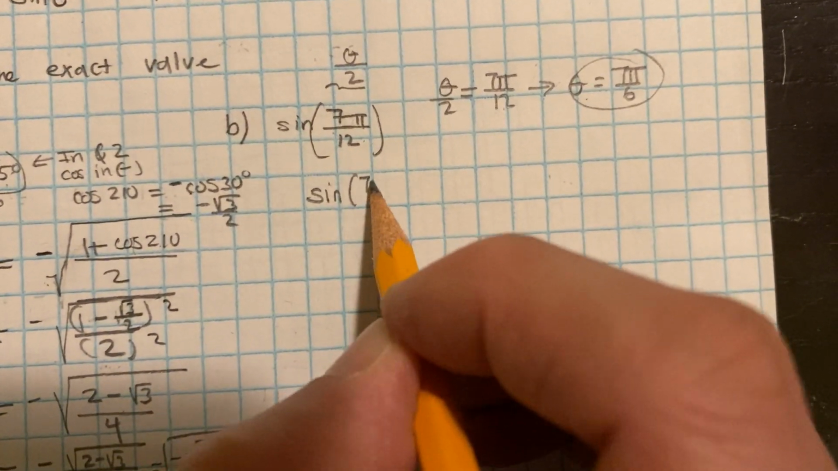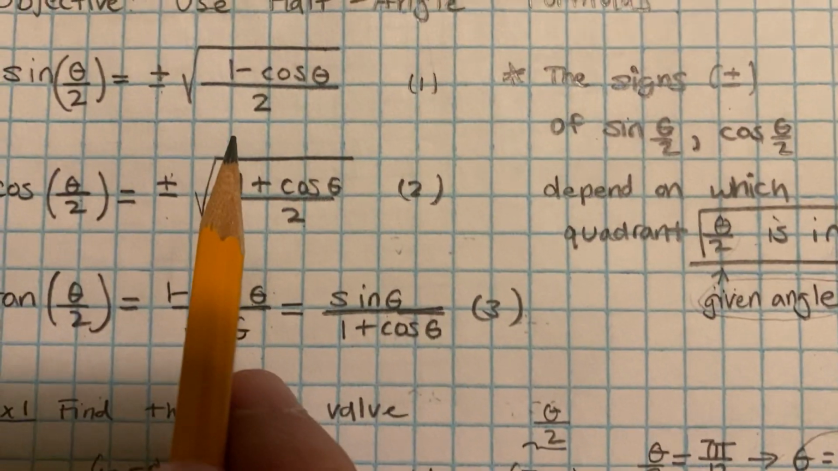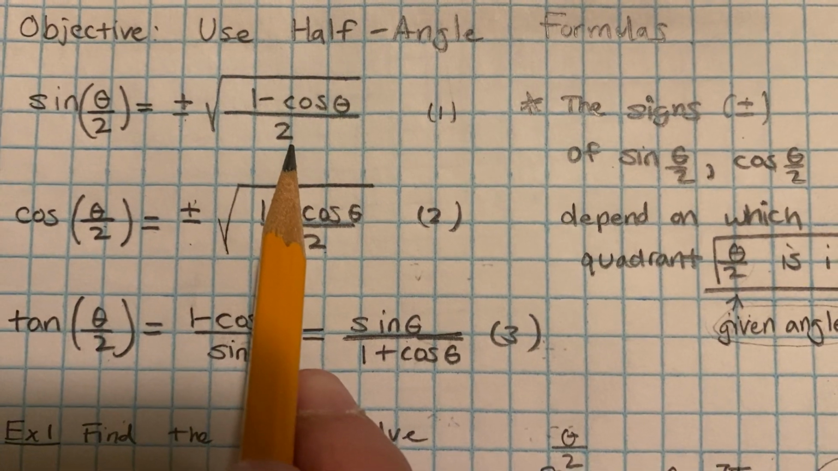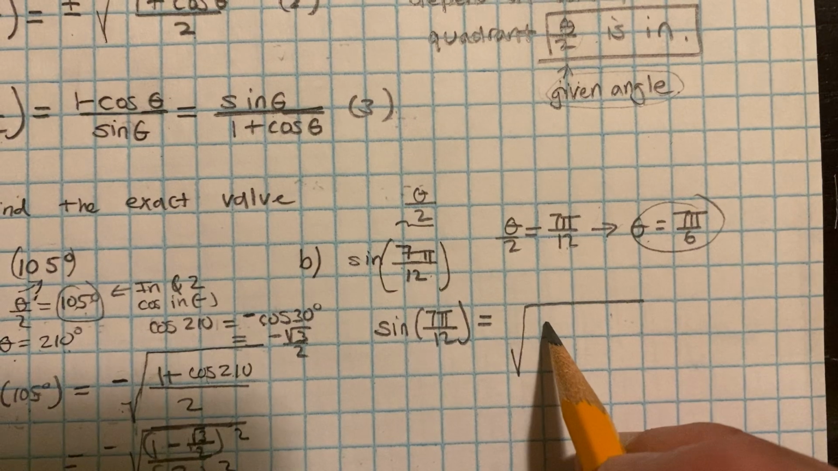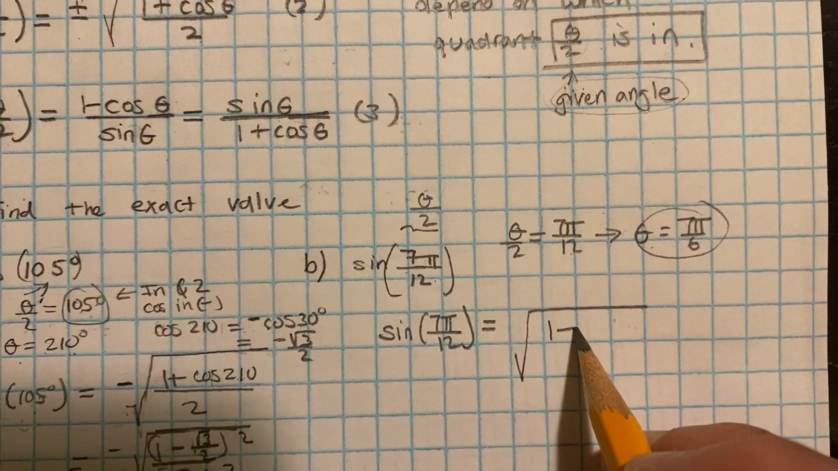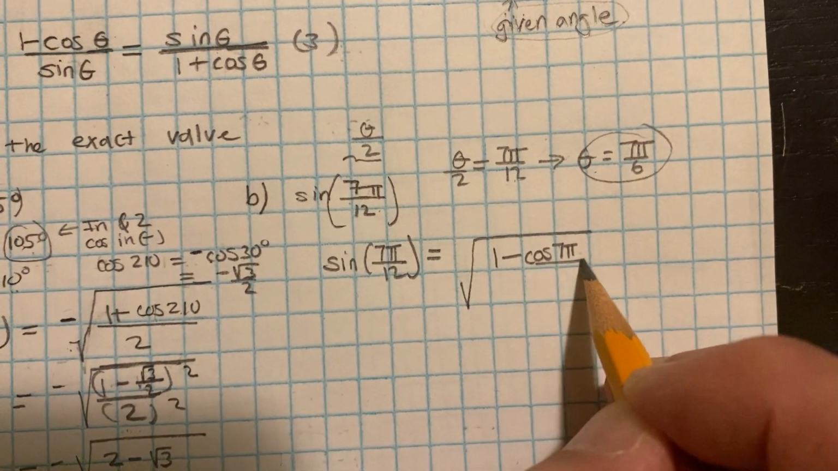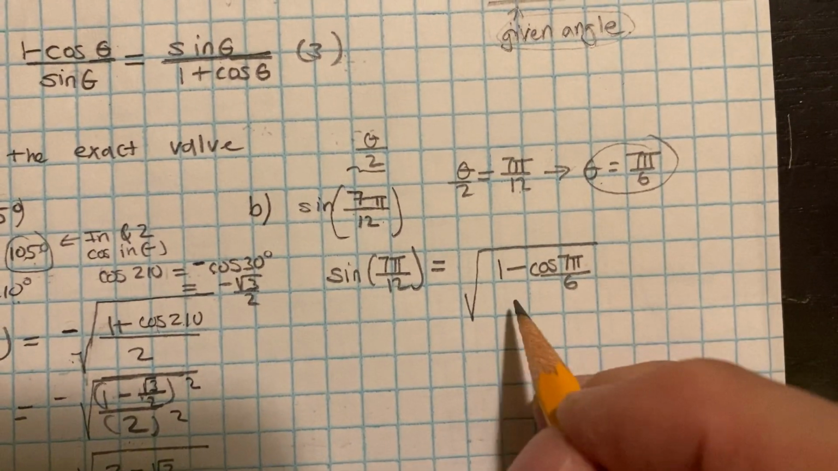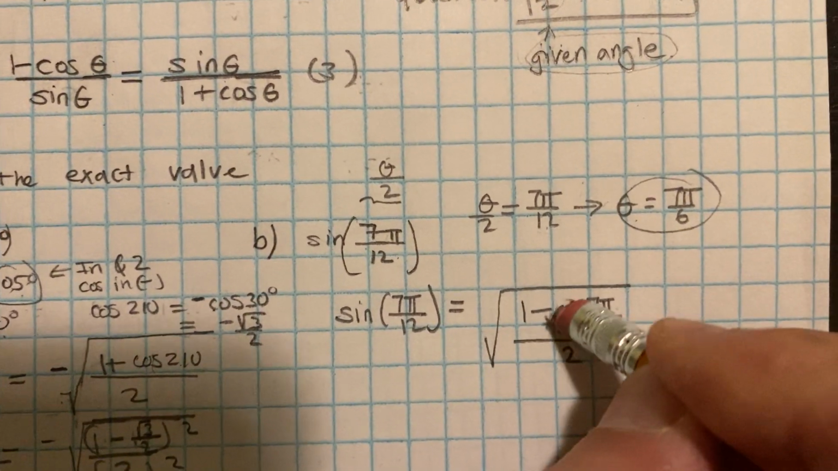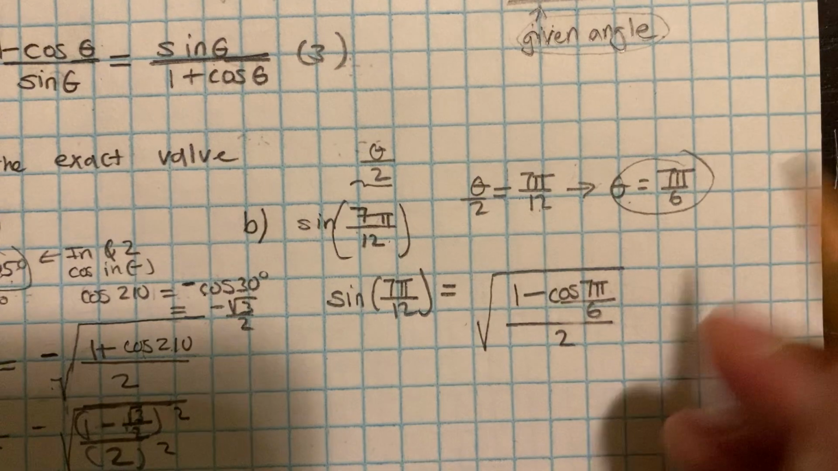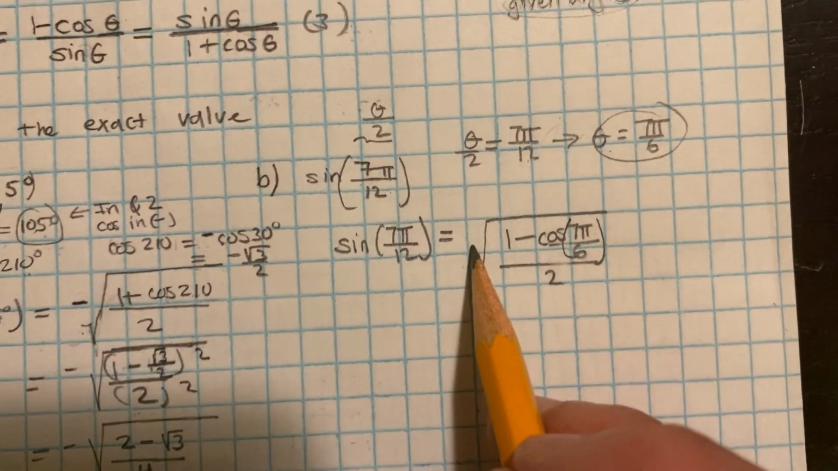The sine of 7 pi over 12 is equal to plus or minus square root of 1 minus cosine theta over 2. So the only thing that's different over here is that there's a minus sign. So 1 minus cosine of 7 pi over 6, all over 2. Okay, so I don't know why I wrote that extra bar there. Cosine of 7 pi over 6. All right, so notice I left out the plus or minus.